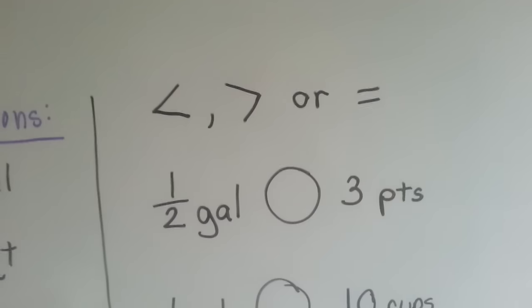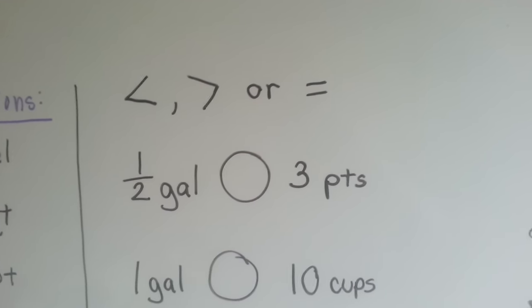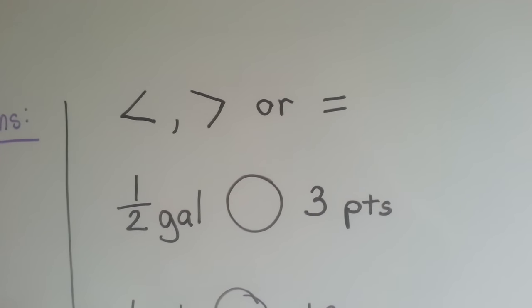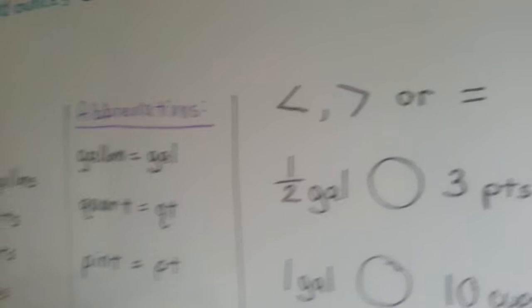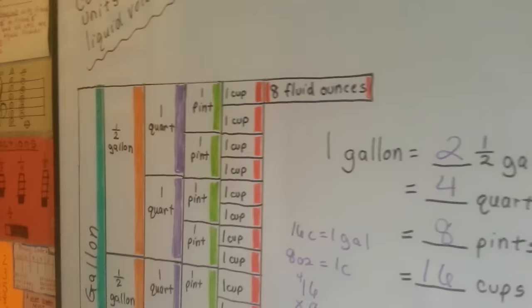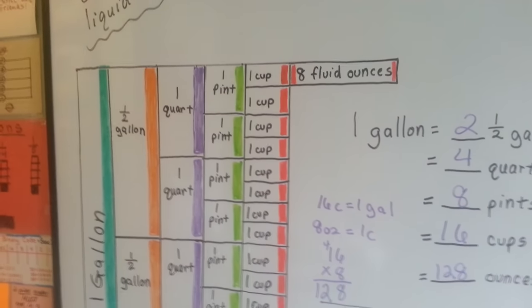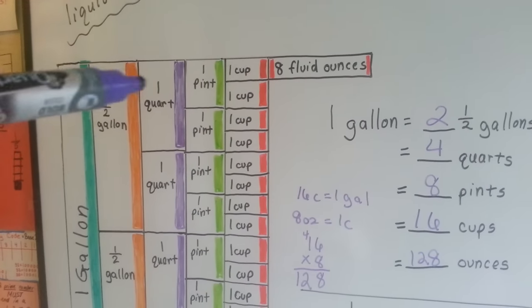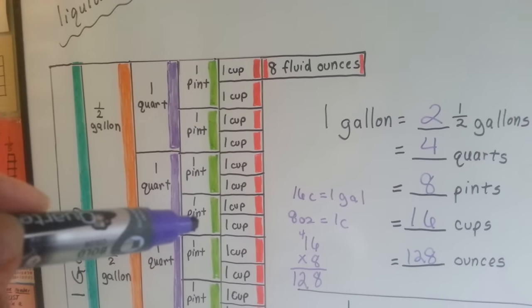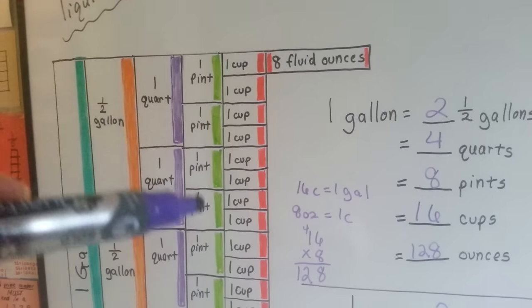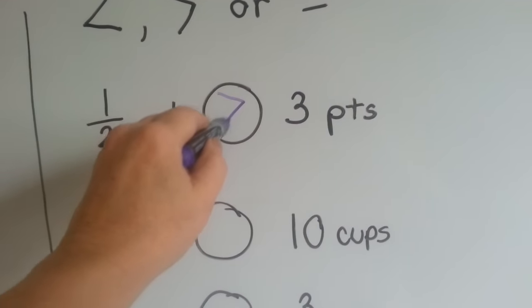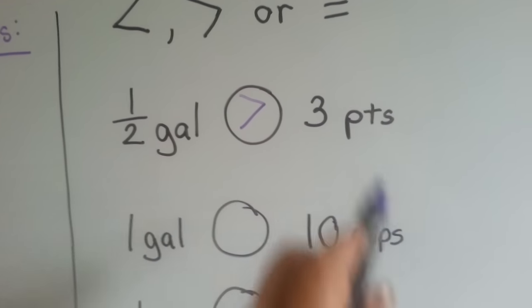All right, let's see if we can do less than, greater than, or equal to. Half a gallon or 3 pints? All right, so let's take a look at our chart. Half a gallon or 3 pints? Here's a half a gallon. How many pints are in a half a gallon? 1, 2, 3, 4 pints. There's 4 pints for a half a gallon. So the half a gallon is going to be bigger because 3 pints is not 4 pints.